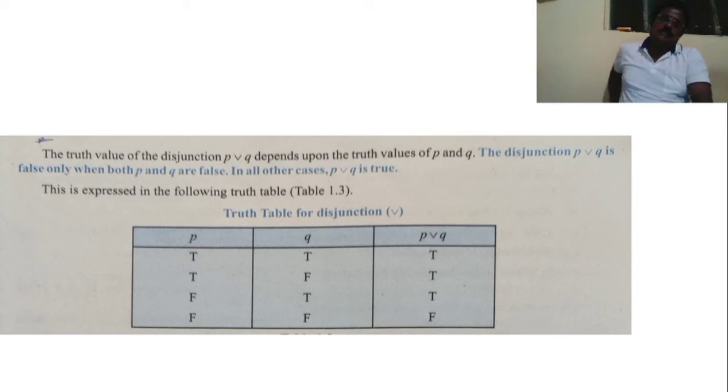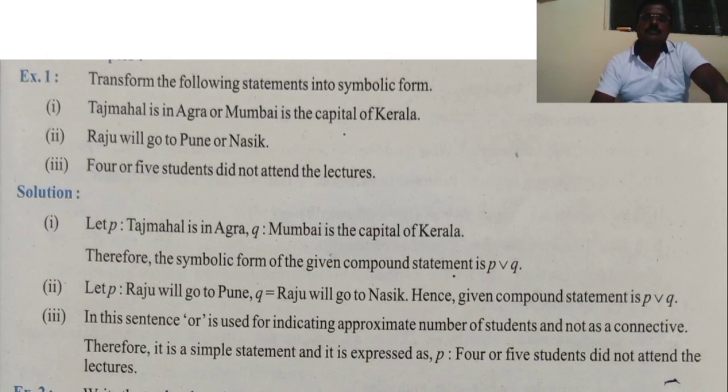That means if the two simple statements P and Q both are false, then the disjunction is false. In the other three cases, the disjunction is true. That is, P or Q is true, that is, the compound statement is true.